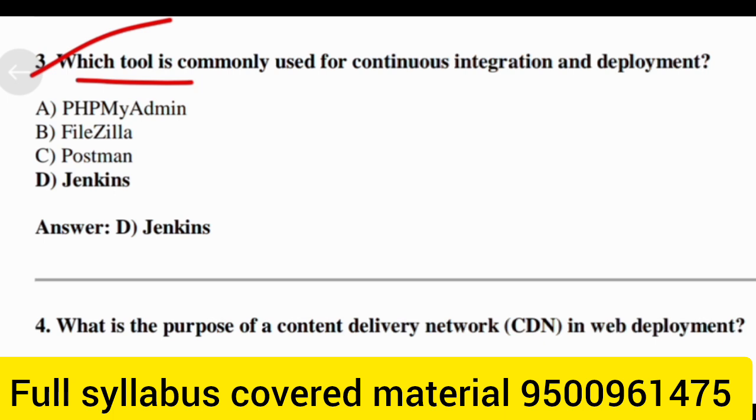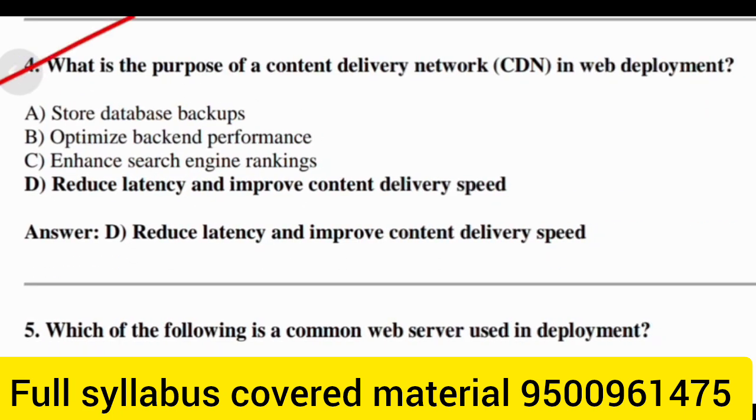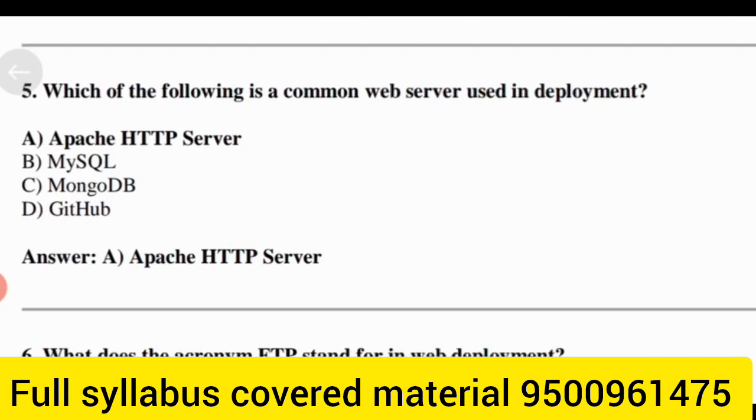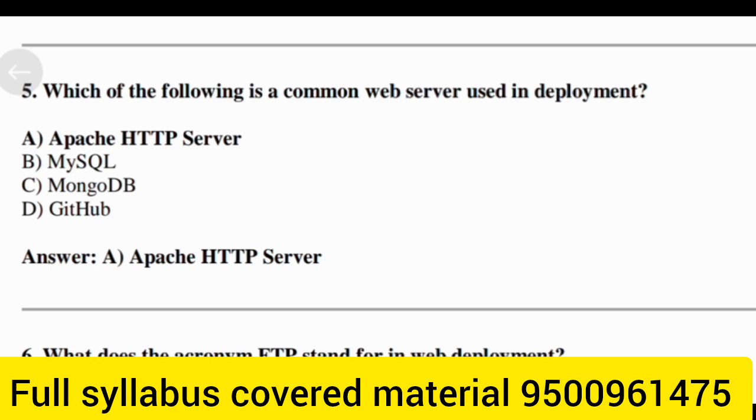Which tool is commonly used for continuous integration and deployment? Jenkins. What is the purpose of a content delivery network in deployment? Reduce latency and improve content delivery speed. Which of the following is a common web server used in deployment? Apache HTTP server.